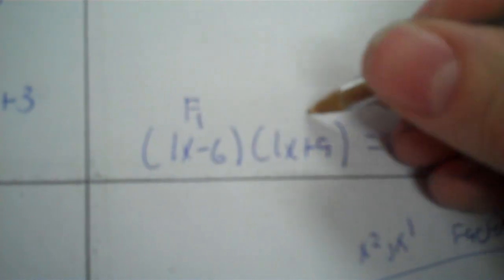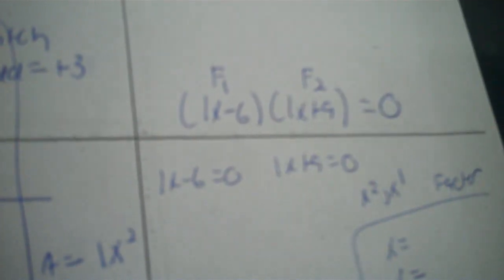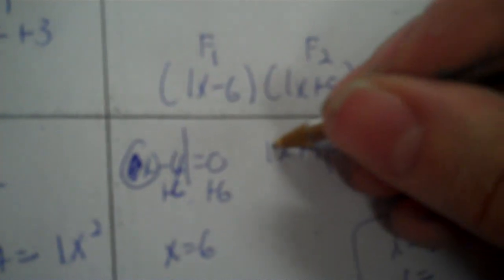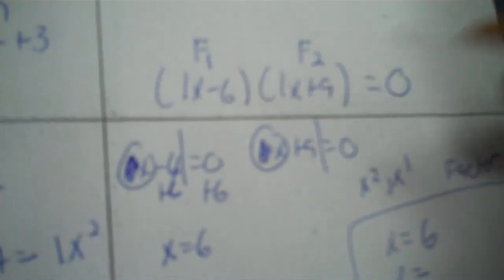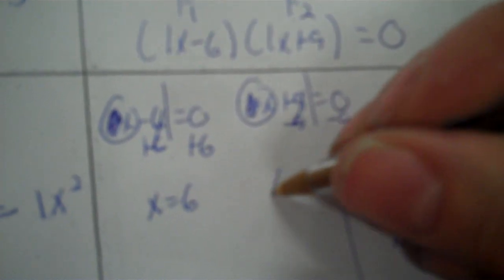So F1, F2. 1x minus 6 could equal 0, or 1x plus 9 could equal 0. Now if your dot number's a 1, you can take it off. So plus 6, and x equals 6. Dot number's a 1, you can take it off, and just minus 9, and x equals negative 9.